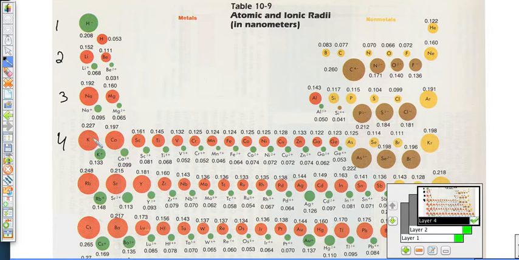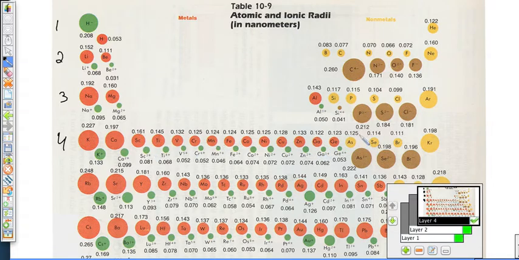So look what happens to potassium. Potassium, in its atom form, is big, but when it goes to its ion form, it's small. Why? Because it loses an electron. Remember, it loses a whole energy level. So that happens there, happens there. So all of these ones are positive. All of these ones will become positive, so they get smaller.